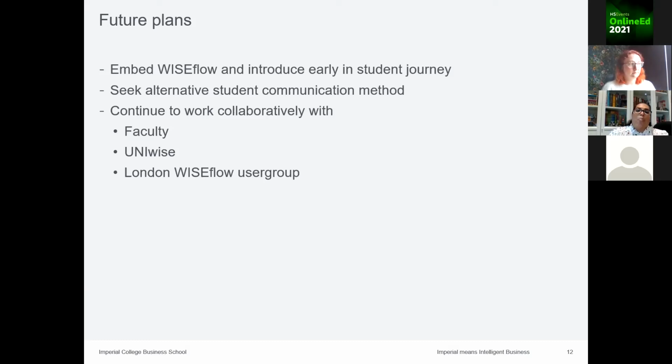And in terms of our longer term plans, we want to continue to work collaboratively with Uniwise. Emma's also established a user group of other WiseFlow users in the UK, not even just London based institutions, and we also work closely together with our faculty. So as we get more and more accustomed to writing digital exams, we can be a little bit more elaborate with the tools that we can make use of within WiseFlow.